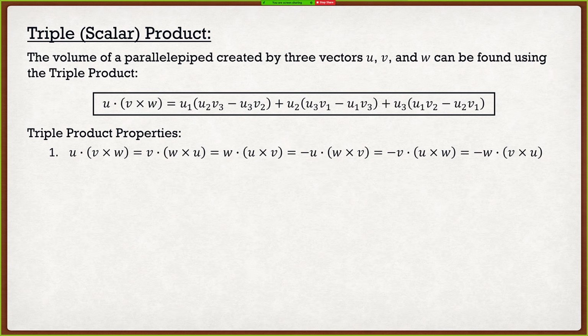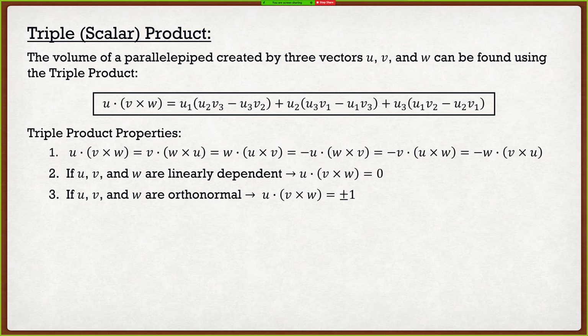Triple product properties. We have basically three of them, and they're not too crazy. The last one, I guess the one that you guys will want to know, is if u, v, and w are orthonormal, then the triple product is equal to plus or minus 1. And we're going to talk about that a little bit more when we go to linear maps. But triple product isn't something you guys will see that often, so I wouldn't worry about it.